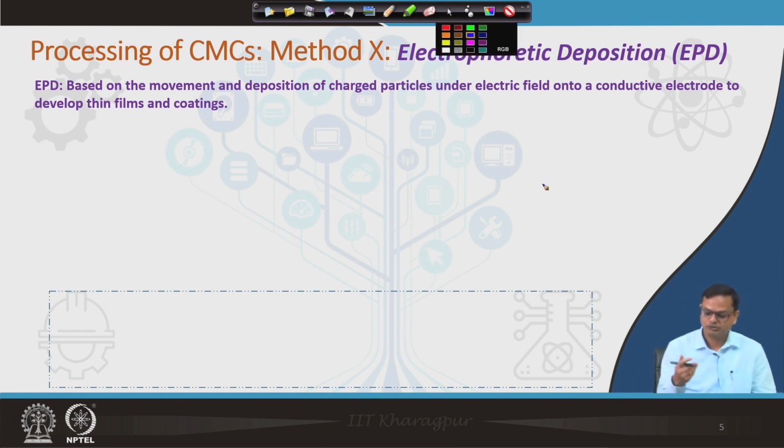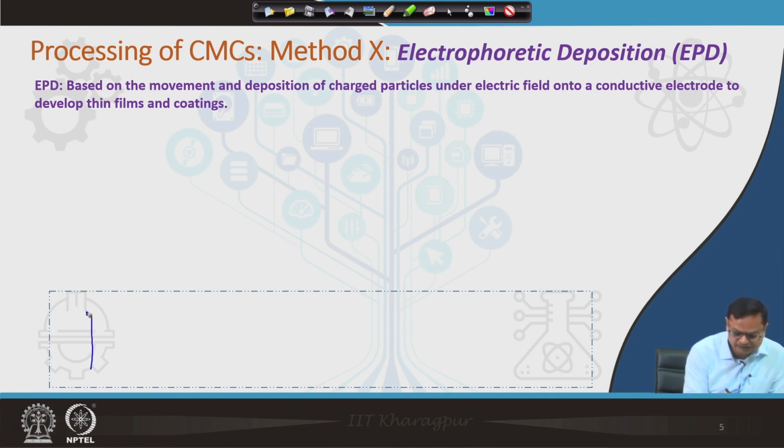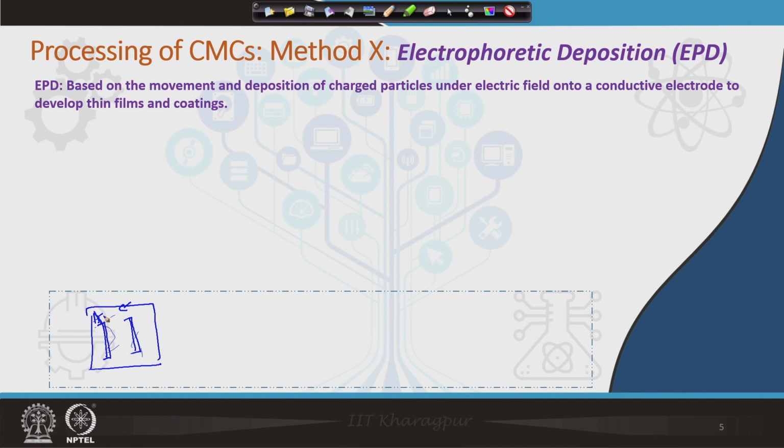So, you have this electrolyte obviously. Let us say this is the chamber where you have the electrolyte, okay, and you have anode and cathode, okay, anode positive, cathode negative.